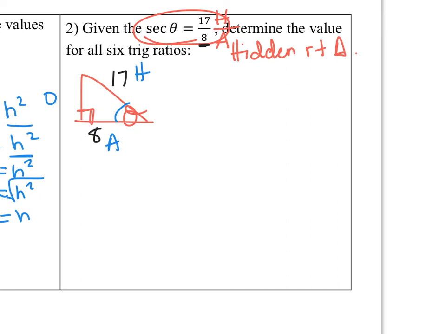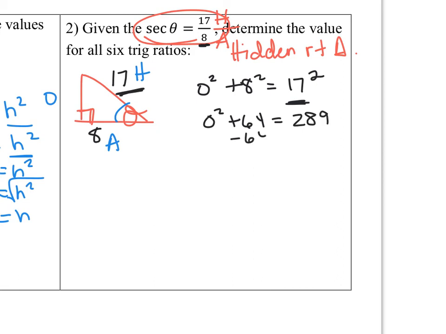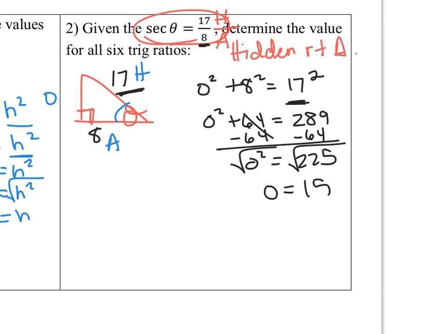So it's the 2 sides, which I don't know what the opposite is, so I'll just call it O squared, plus 8 squared equals 17 squared. So remember, the hypotenuse is always by itself, and the other 2 sides get added together. So it's O squared plus 64 equals 289. Subtract 64. And O squared equals 225. Take the square root, and O is 15. Now that I have that, pause it for a second and find all 6 trig ratios.